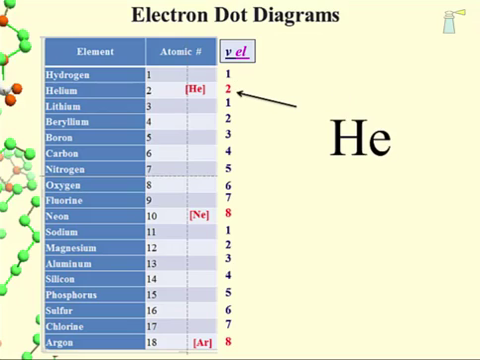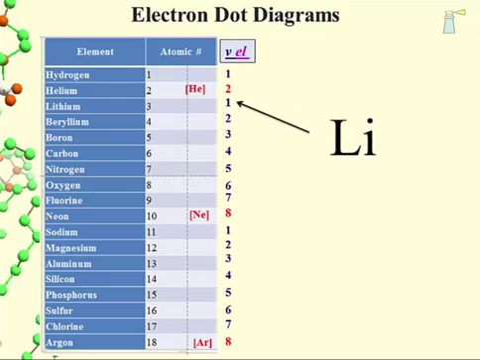Helium, 2 valence electrons. 1 on top, 2 on top. Looks like the noble gas helium is going to follow the duet rule. It will not have 4 boxes around the element symbol. It will have 1 box or orbital on top, and the dots will pair. Okay, we're just going to have to remember that.